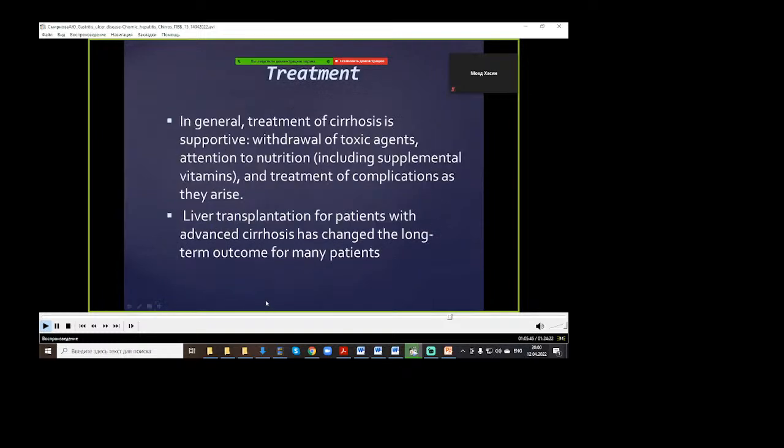Treatment. In general, treatment of cirrhosis is supportive: withdrawal of toxic agents, attention to nutrition, and treatment of complications as they arise. And liver transplantation for patients with advanced cirrhosis.